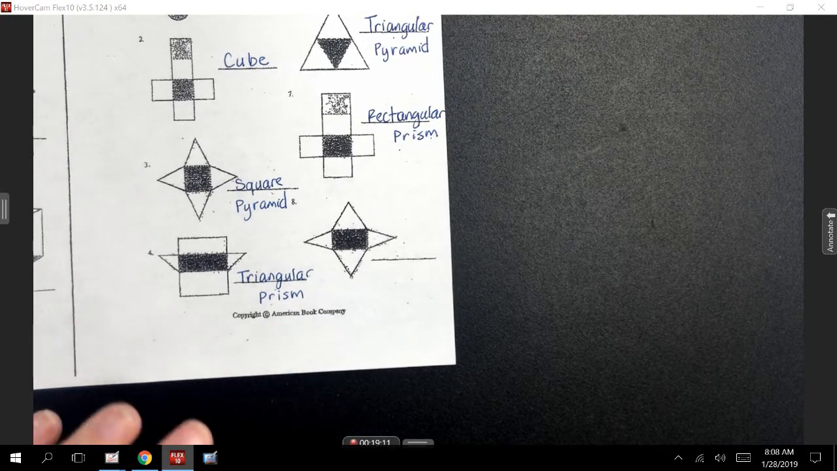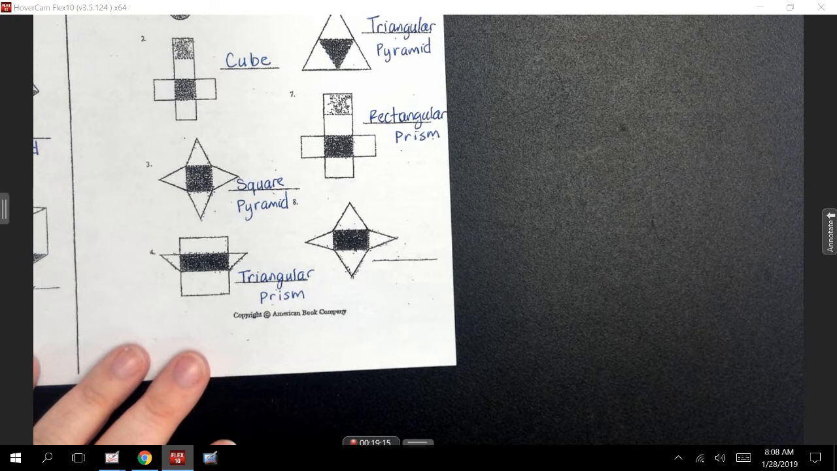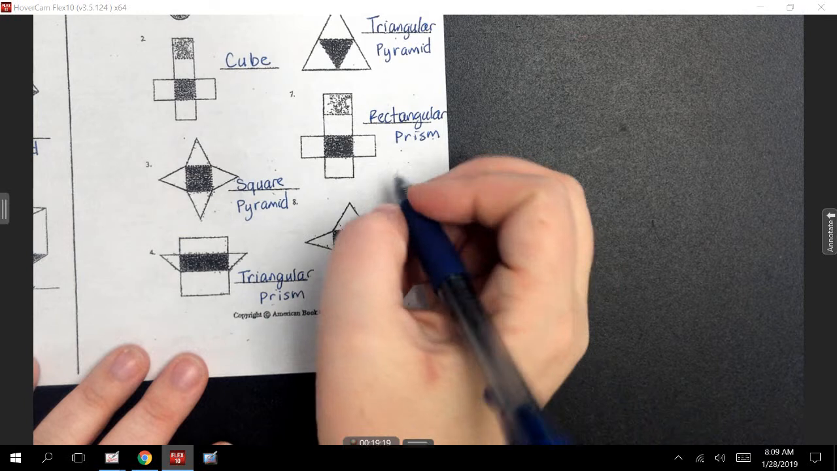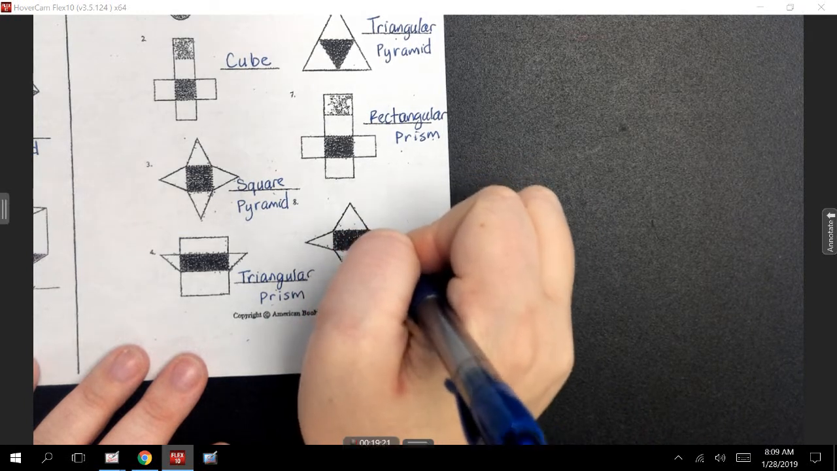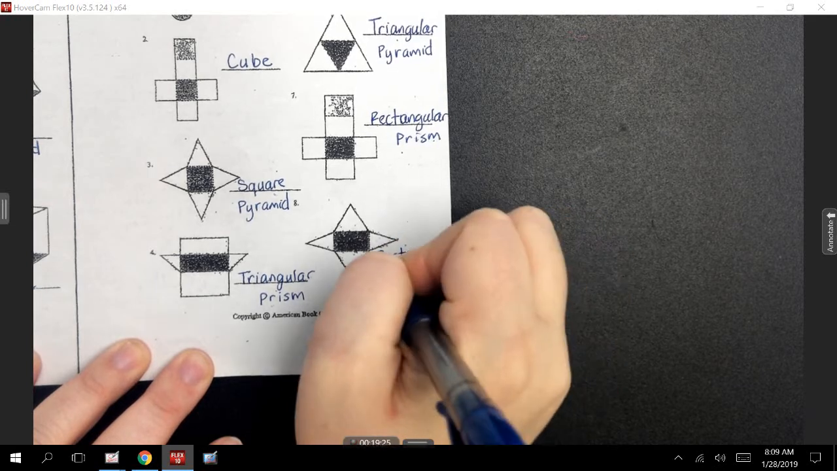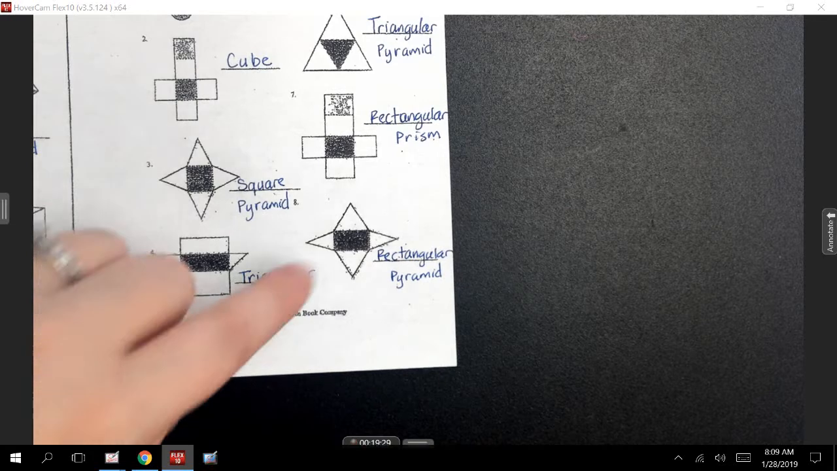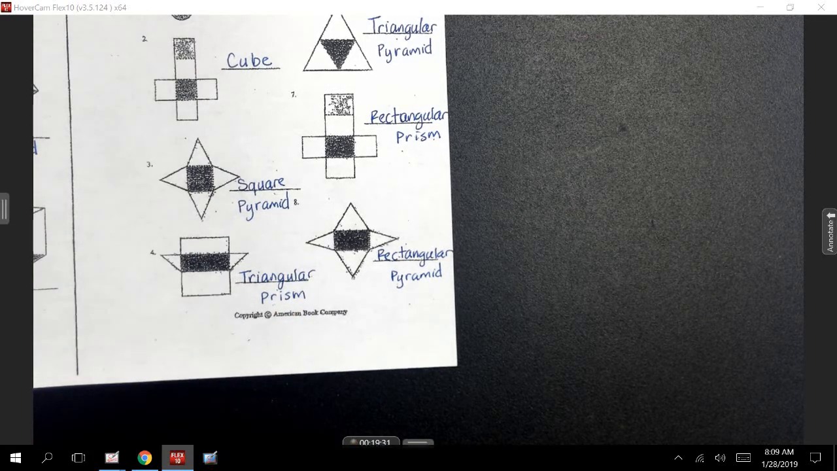All right, what about number 8? What's number 8 going to be? What do you think, Addison? A rectangular pyramid. And guys, again, the easiest way to recognize a pyramid is, does it have a lot of triangles on it? If it's got a lot of triangles, it's a pyramid, okay? All right, let's flip that over.